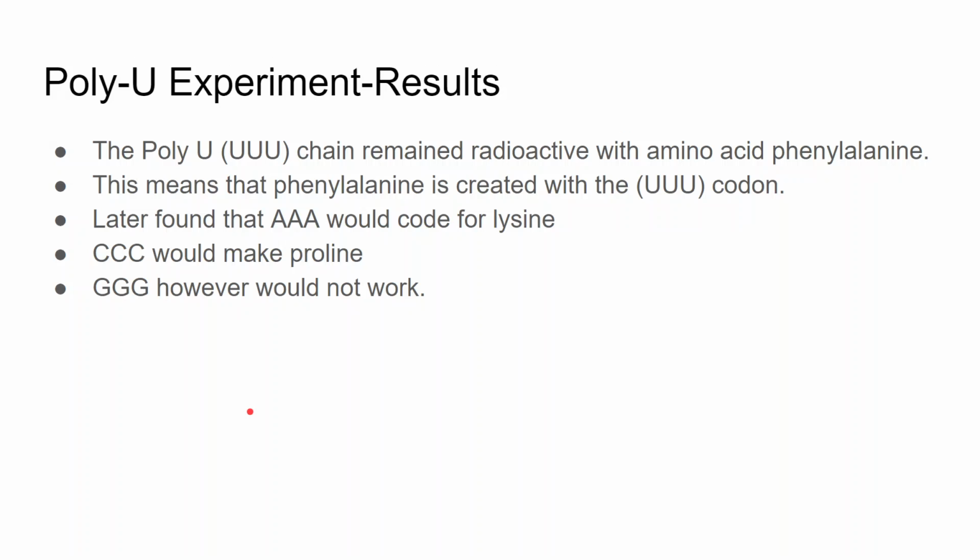Since the poly-U chain remained radioactive with the amino acid phenylalanine, it can be concluded that the phenylalanine was created with the UUU codon. This later found that the AAA codon would code for lysine and the CCC codon would make proline. The GGG codon, however, would not form a radioactive amino acid.